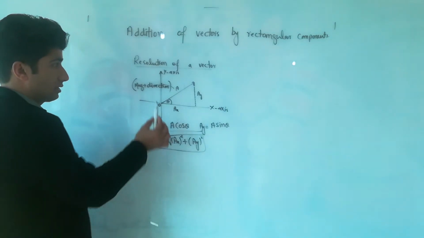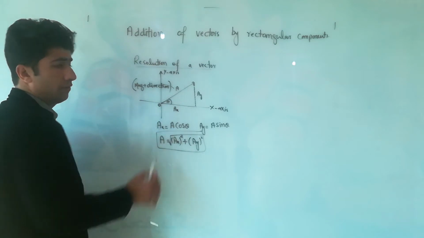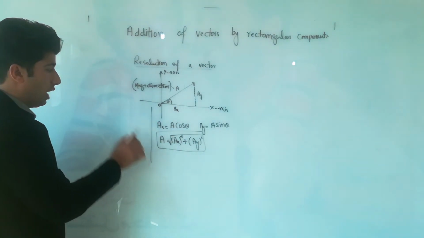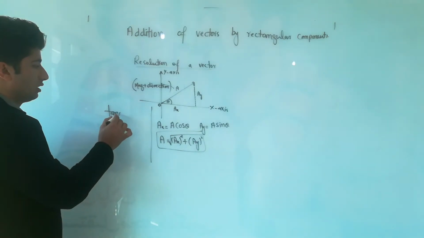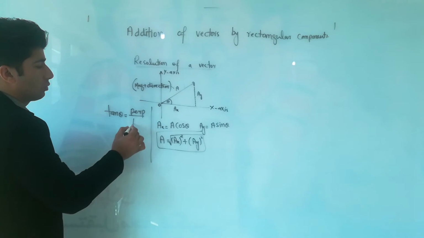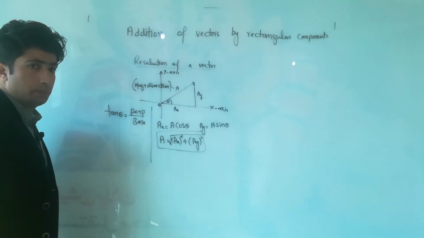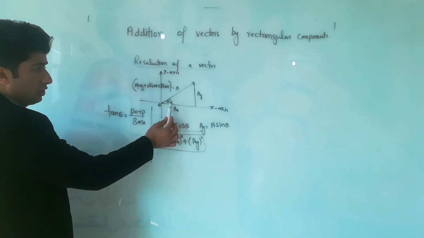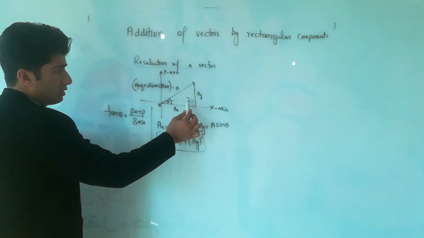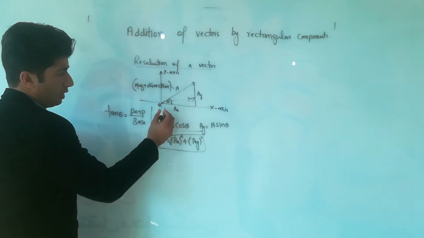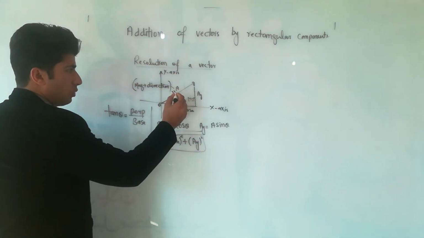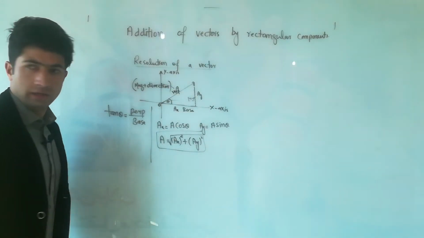So for this case, what will be the direction of this A vector? So remember this, that for direction you have to use tangent theta, and tangent theta is equal to perpendicular divided by base. What is perpendicular here? Here theta, इस theta के सामने ये क्या होता है, this is perpendicular. What is this one? This is base and this one is hypotenuse.